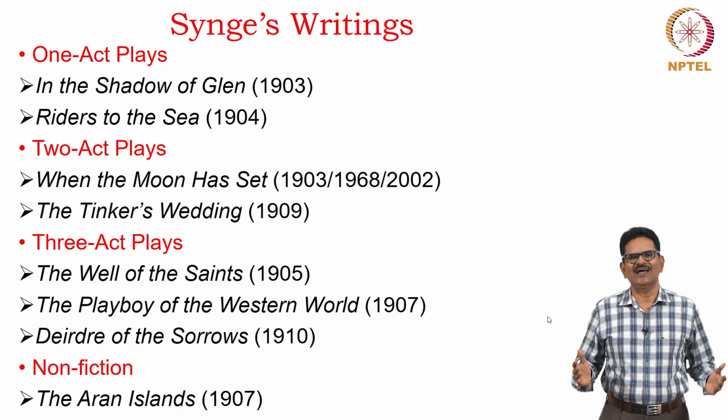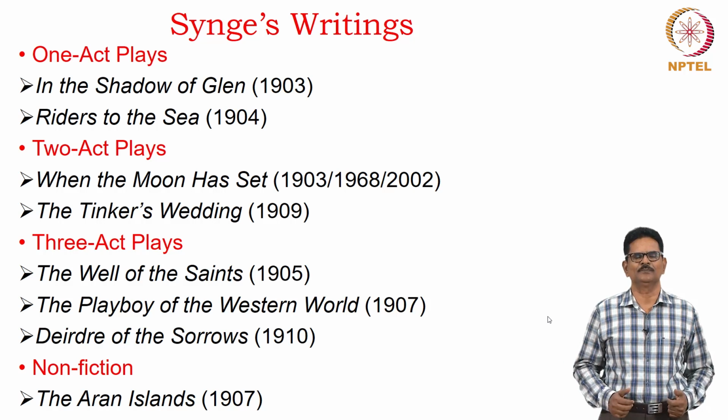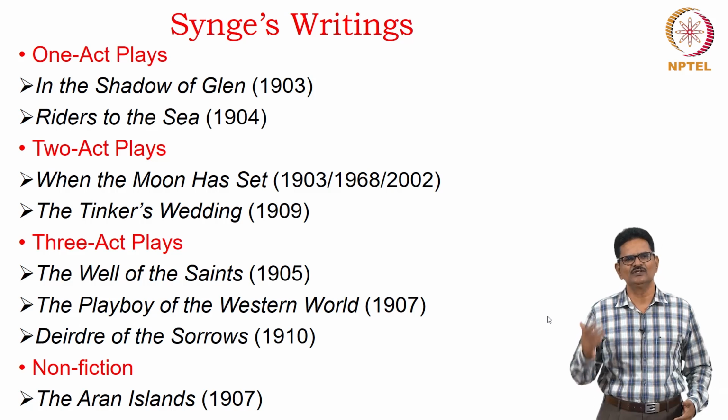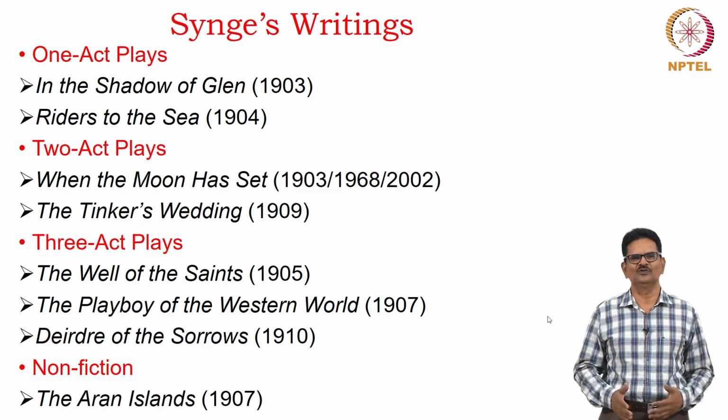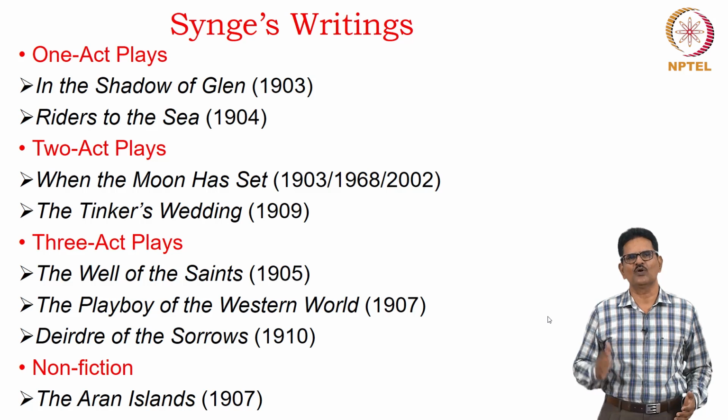Let us see the titles of his writings. He has written one-act plays, two-act plays, three-act plays, and also some non-fiction writing. We have two examples for the one-act plays, In the Shadow of the Glen and Riders to the Sea. Next, we have two-act plays, When the Moon Has Set and The Tinker's Wedding. The first play, When the Moon Has Set, was not completed by Synge, and it had different versions and variations.